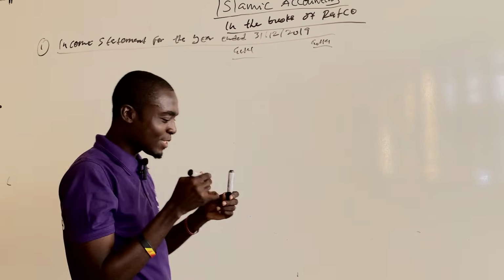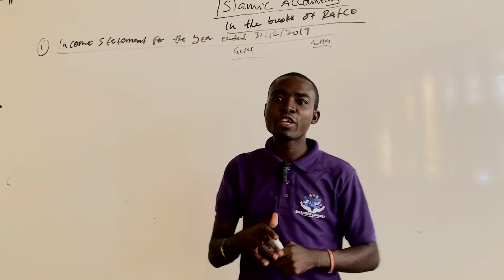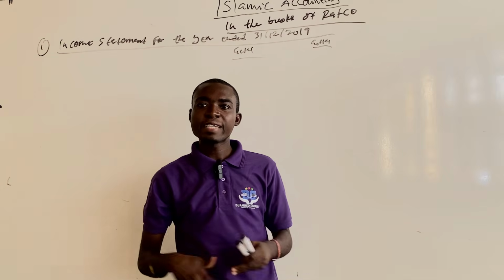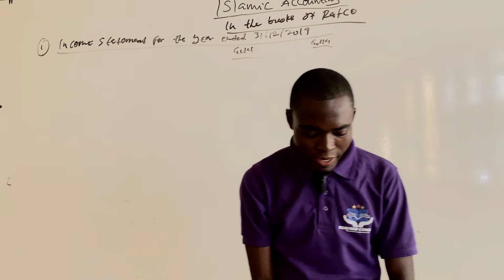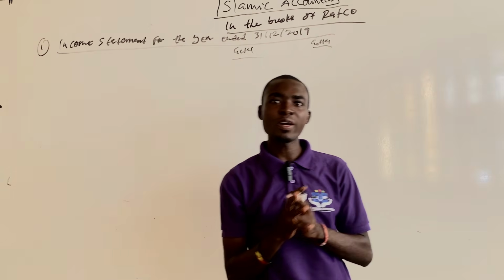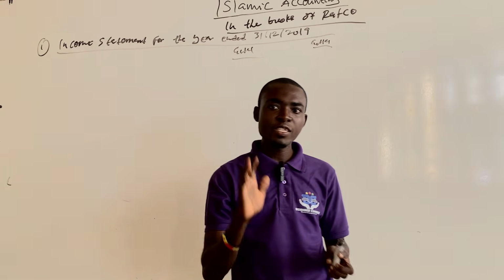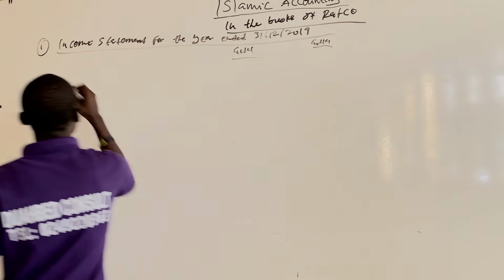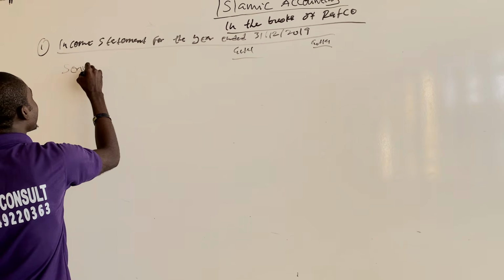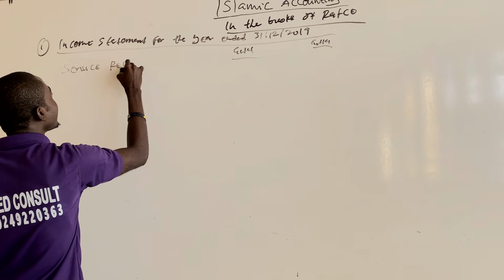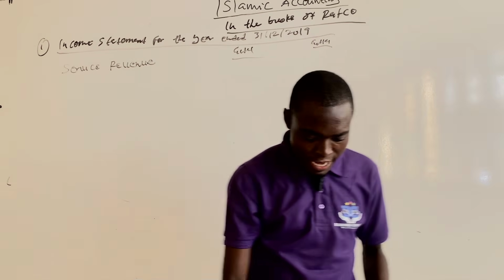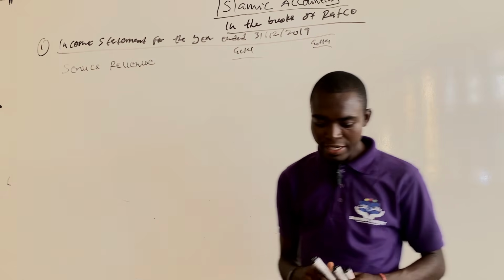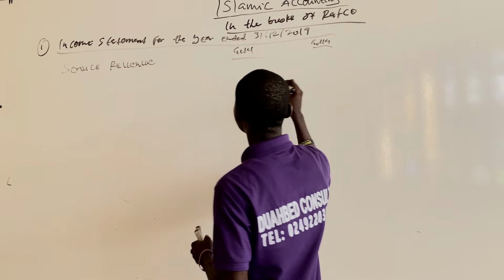So for the income statement, it's the same as the trading profit and all that we know. That's the difference between your revenue and your expenses. In this question in particular, the only revenue that the organization is having is service revenue. So you start by recording your service revenue. The amount of service revenue is 362,500.